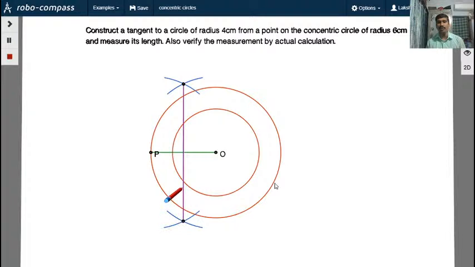The point where it intersects OP, we are going to assume it as M in general. Let us assume it as M. Now with M as center and MO as radius, as usual, we have to draw the circle.